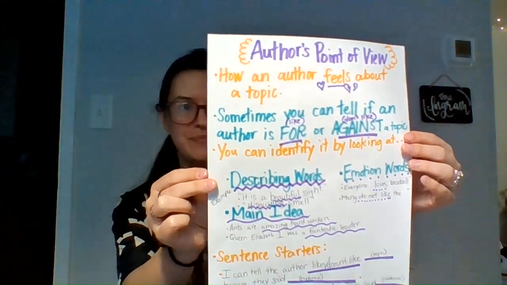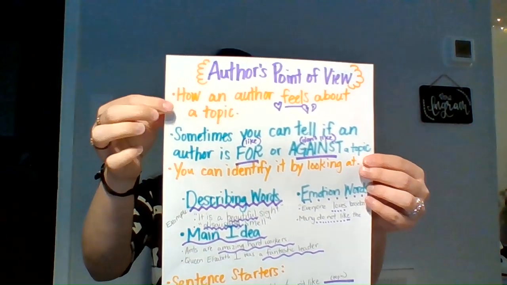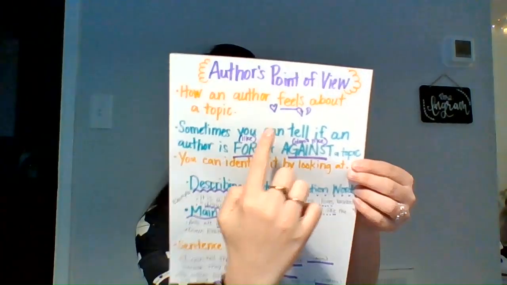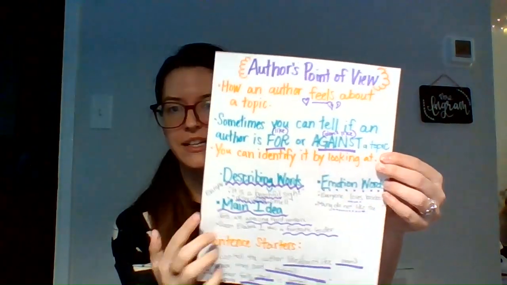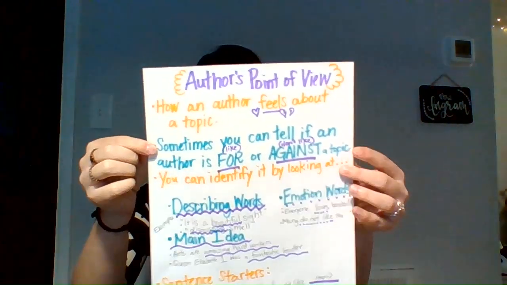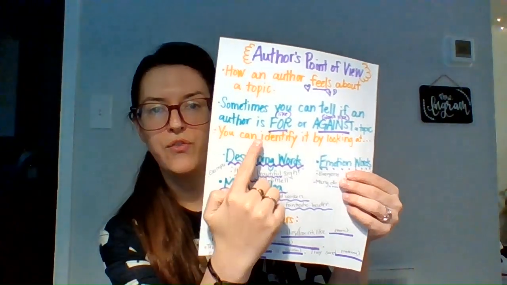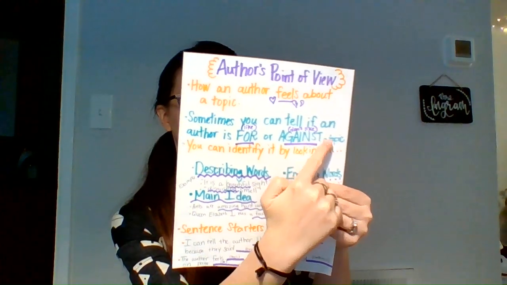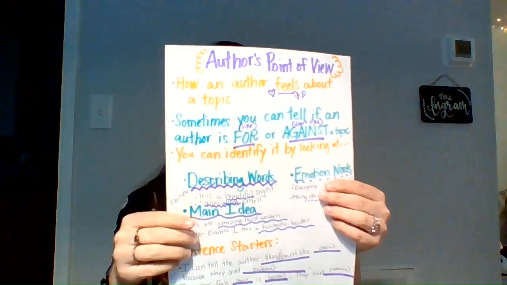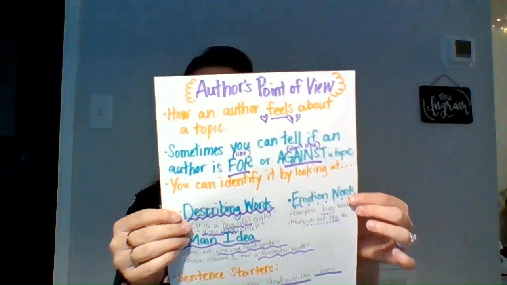Now let's go ahead and go over our anchor chart for author's point of view. Now remember, we're starting off with the definition again. An author's point of view is how the author feels about the topic. I drew a little heart here, or a little broken heart, because sometimes an author loves something, sometimes they do not love it. Which takes us to our next point. Sometimes you can tell if an author is for or against a topic or a subject. So if someone is for something, that means they like it. If they are against it, it means they do not like it.